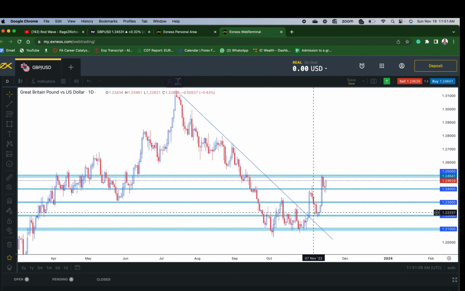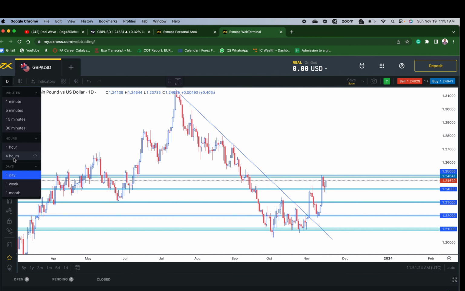I now went in from my 4 hours, which you're going to look at the screenshot of how the entry was taken on my 4 hour time frame, and my stop loss was just below the lows you're seeing here, right? So let's go to the 4 hour time frame and see what happened next.